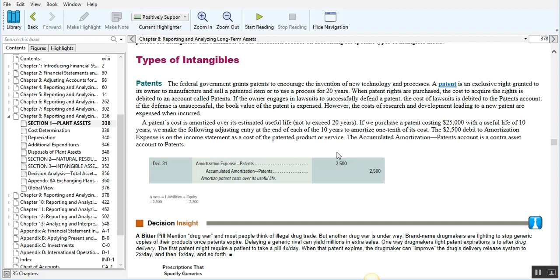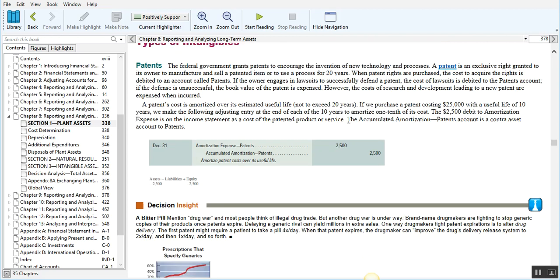A patent would be something you would get from the federal government to identify your invention as exclusive, and your product or whatever you've created would be exclusively used by you for a period of time. Typically, a patent will be amortized, and we say amortized because we're going to have a cost associated with the patent, but we'll spread it out over 20 years.